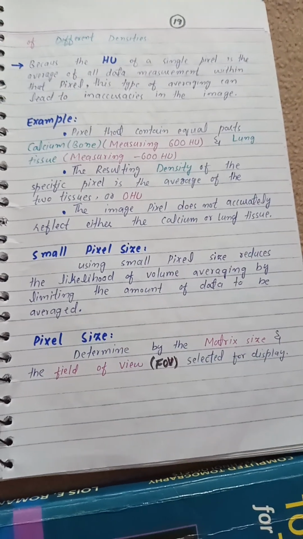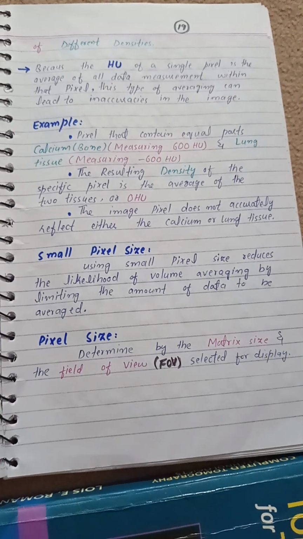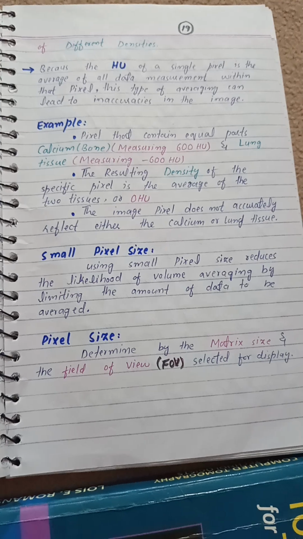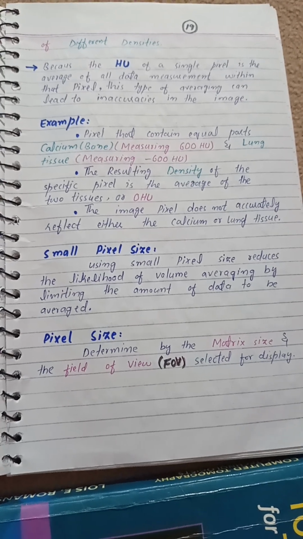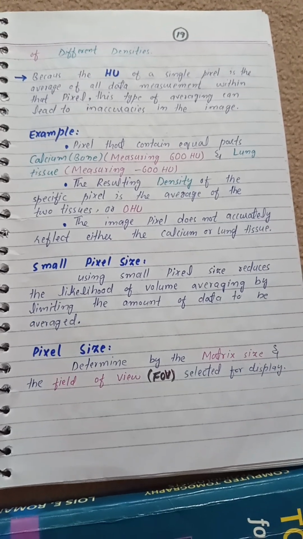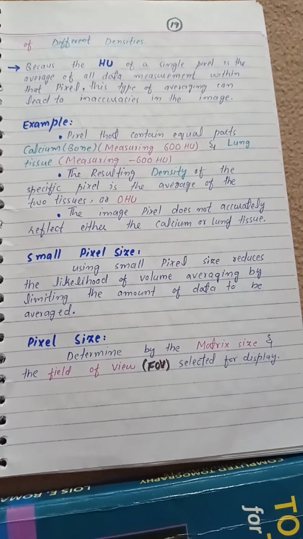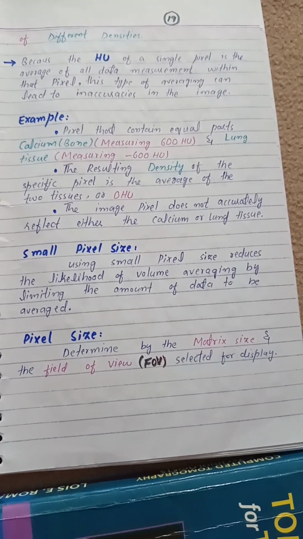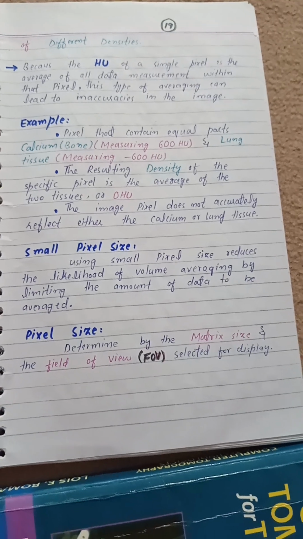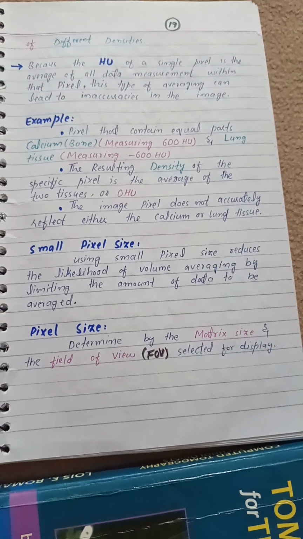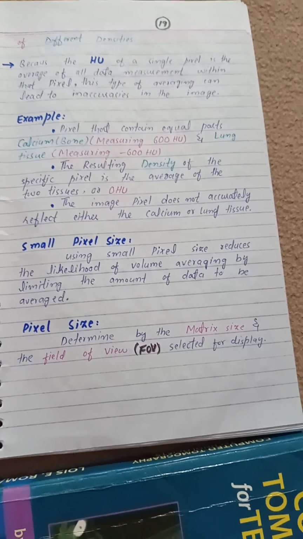Example: a pixel that contains equal parts of calcium bone measuring 600 Hounsfield units and lung tissue measuring minus 600 Hounsfield units. The resulting density of the specific pixel is the average of the two tissues, or 0 Hounsfield units. The image pixel does not accurately reflect either the calcium or lung tissue.